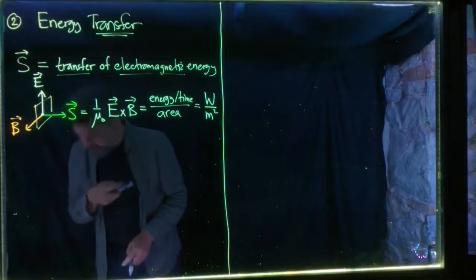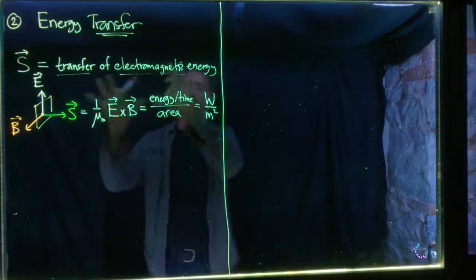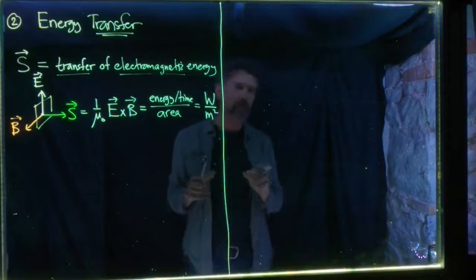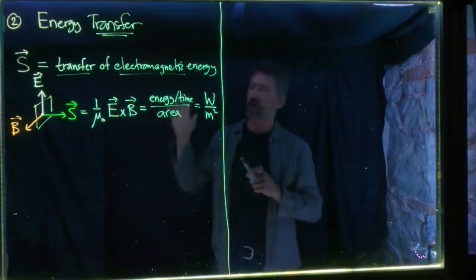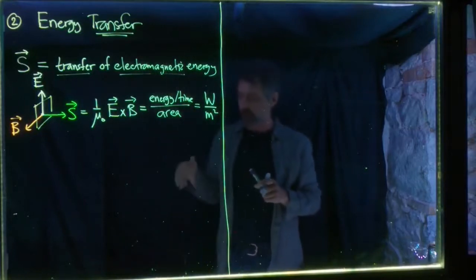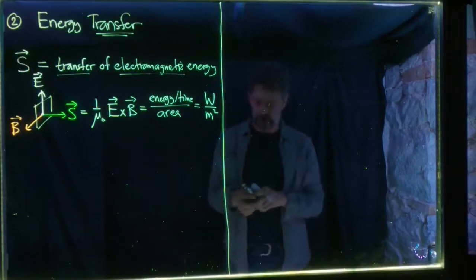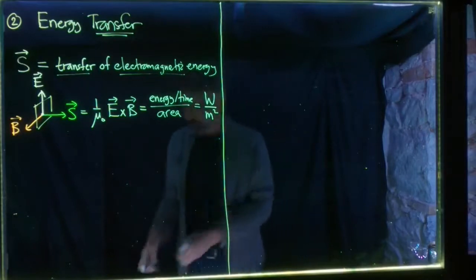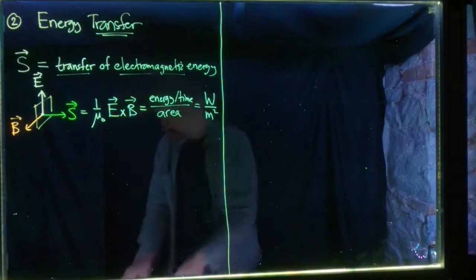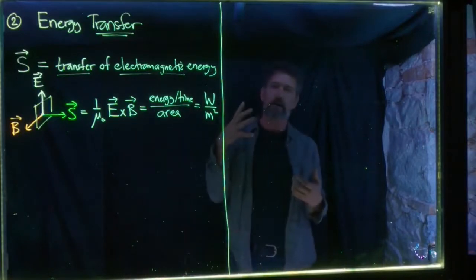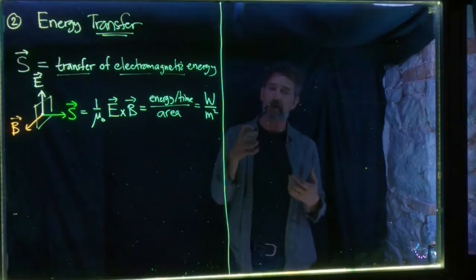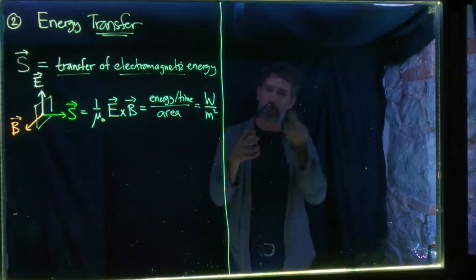What else? Now what we're going to do is not apply this to something as complicated as light waves and this and that. We're going to apply it to the simplest possible example we could imagine of transfer of electromagnetic energy, and that is the example of a battery connected to a light bulb with 2 wires.